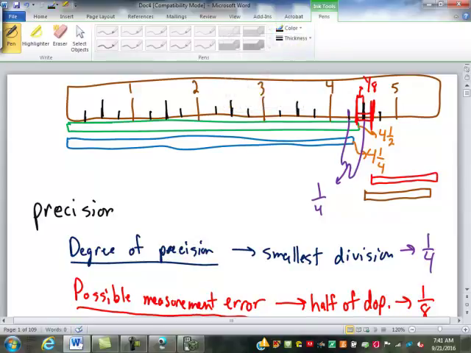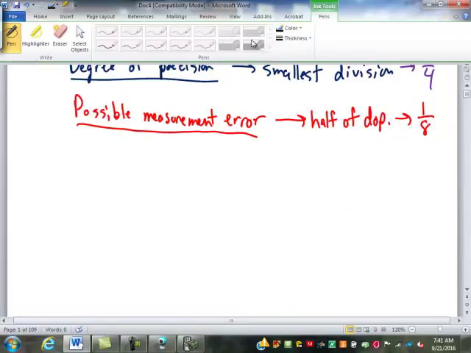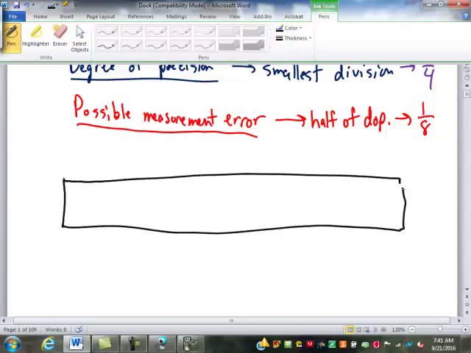So that's one of the first things we have to look at, is looking at a measuring device and defining degree of precision and that possible error. What is that, half of what? Half of DOP, degree of precision.